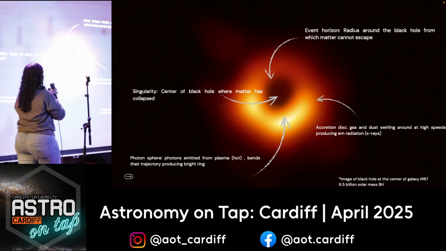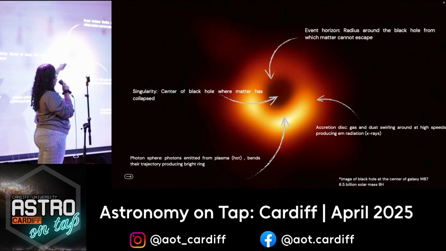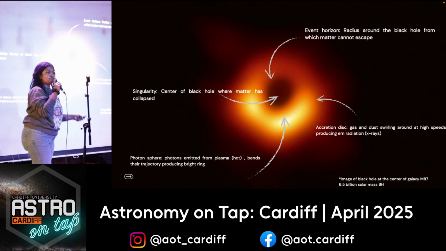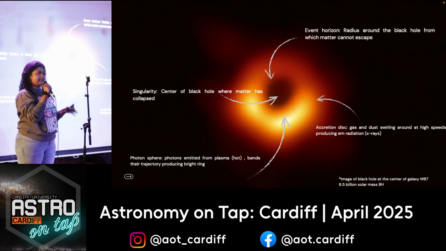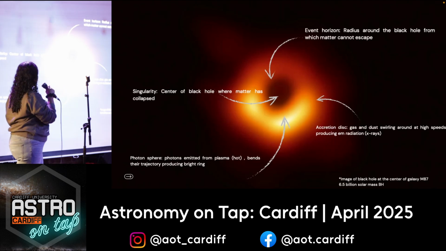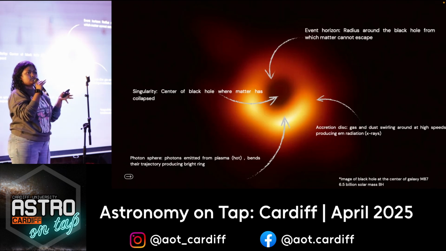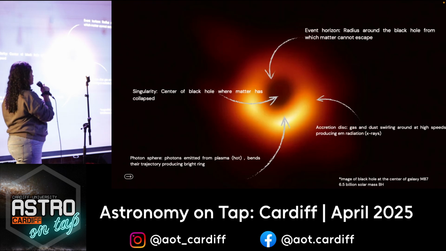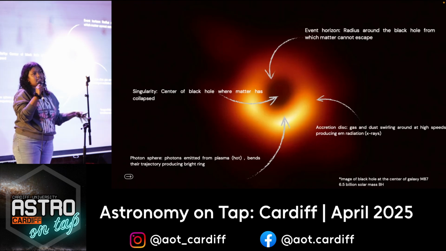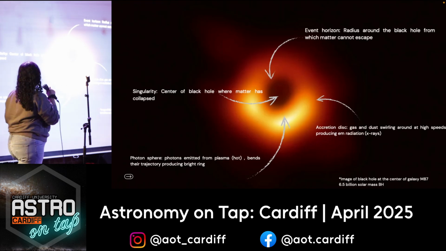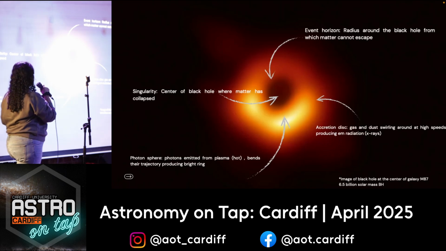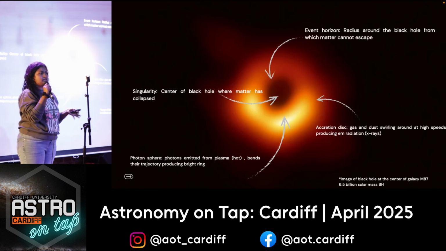So you can see the event horizon. The event horizon is usually at the edge of the black hole, so that's the area from where not even light can escape. We have the singularity, that is the center of the black hole where all the mass is concentrated. We have the accretion disk, which is all the debris that's surrounding the black hole. And then we have the photon sphere, which is basically photons emitted from a plasma.